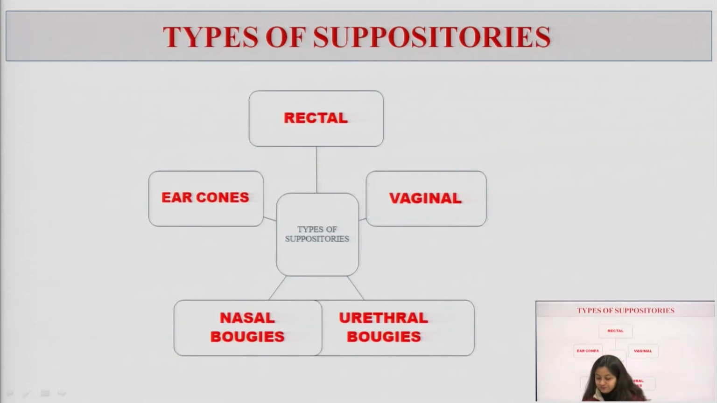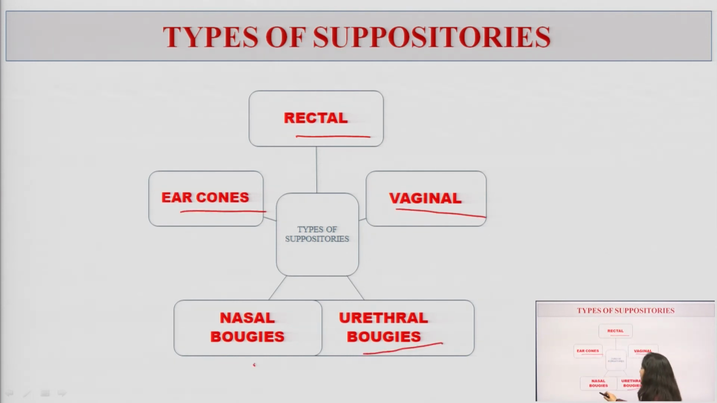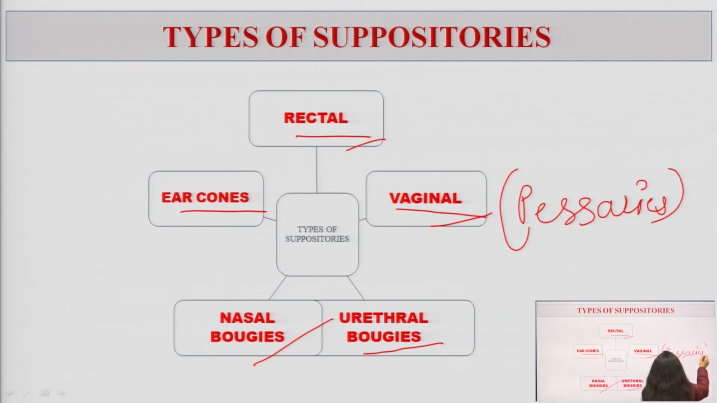So, let us understand the types of suppositories. Suppositories are classified into 5 major types: rectal suppository, vaginal suppository, ear cones, urethral bogies and nasal bogies. It is self-explanatory that whenever we insert a suppository into the rectum, through the rectal route, it is known as a rectal suppository. When we insert the suppository by the vaginal route, it is known as a pessary. However, if we want to insert a suppository into the urethra, it is often known as a urethral bogie.